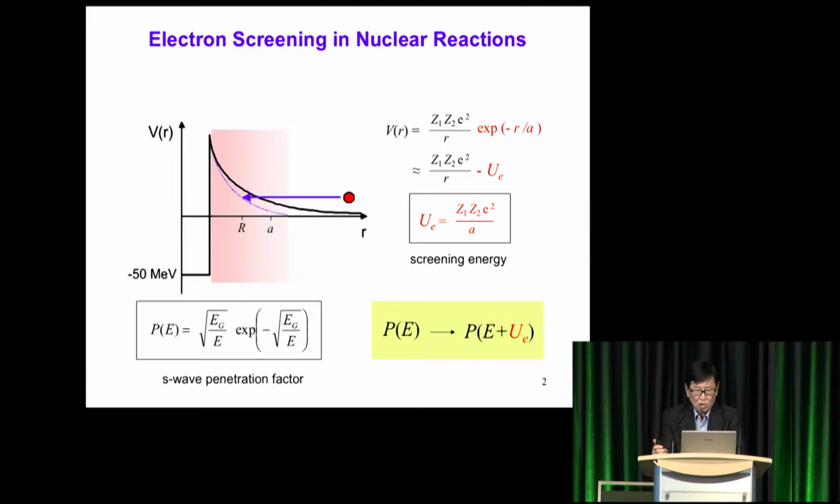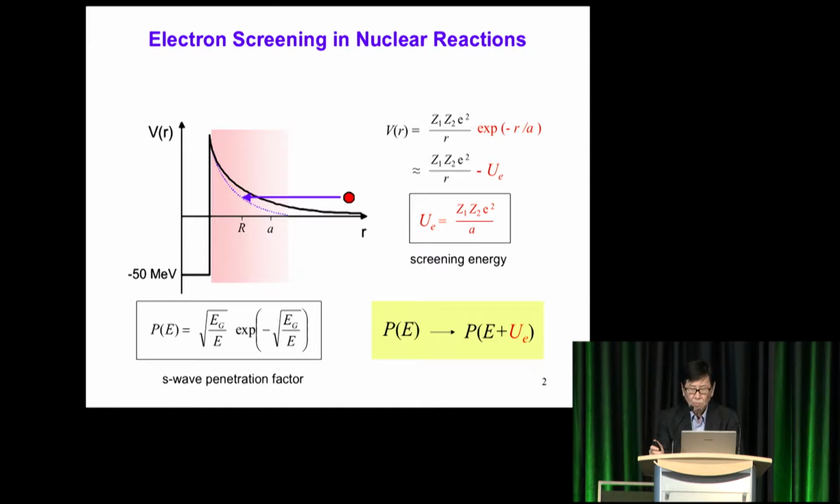Let's see. Usually, the target nuclei are surrounded by electrons, which reduce the repulsion force. Therefore, this effect is called the screening effect, and the screening potential is plotted with a dotted line in the figure, this one, as well as the red letters in the equation. U_e is an approximated screening potential.